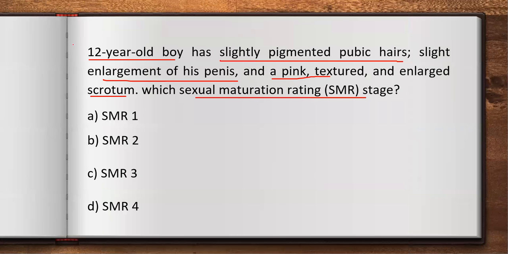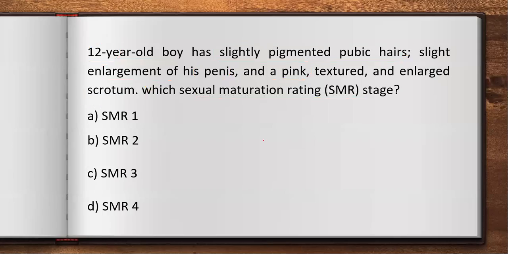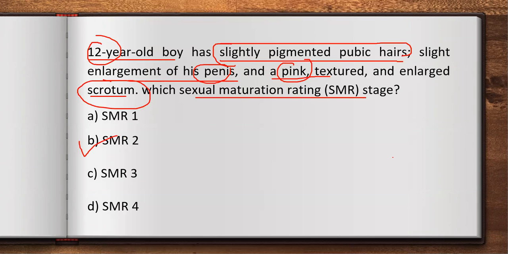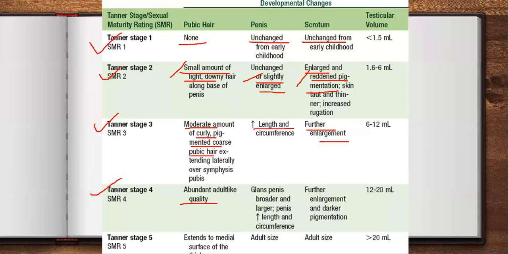That's stage 4. Our patient is a 12-year-old boy having slightly pigmented pubic hair and slight enlargement of the penis with a pink textured enlarged scrotum. So this one is the small amount of light pubic hair, then slightly enlarged penis and slightly enlarged pigmented scrotum. So this is Tanner stage 2. All right. So what is your answer? Tanner stage 2. So it's very important to memorize this to get to a diagnosis.